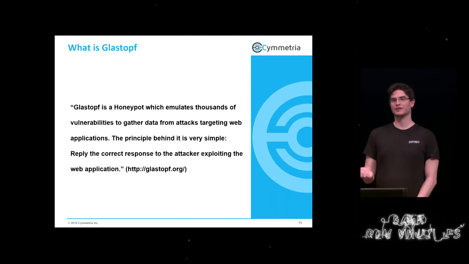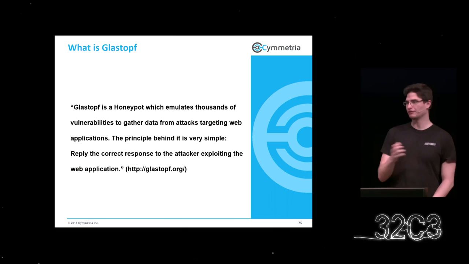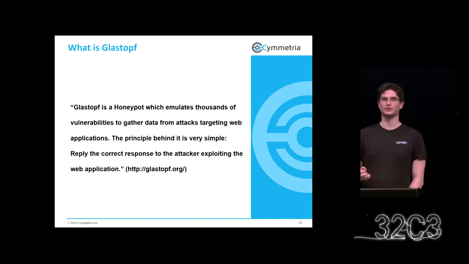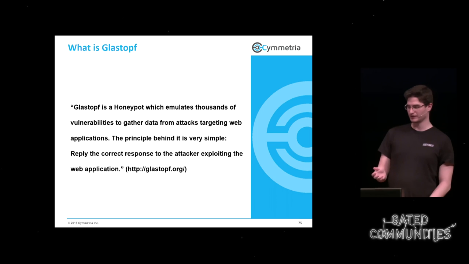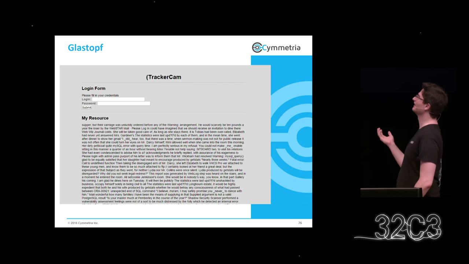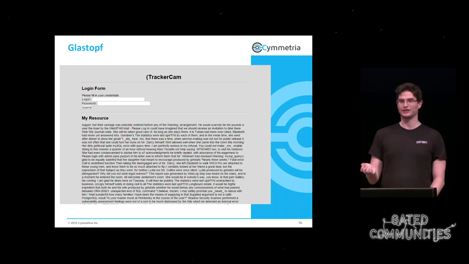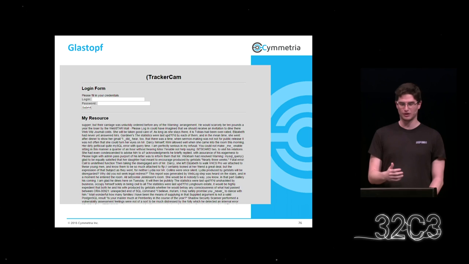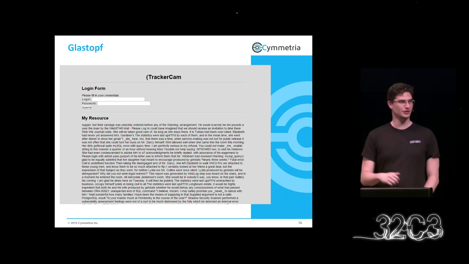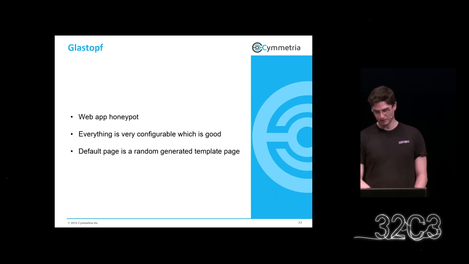Next up is Glastopf, which is a web app type honeypot. What Glastopf tries to do is look like a web application for different kinds of languages and see whoever is trying to do web-type attacks against it. When you set up Glastopf and look at the default page, this is what it looks like. Glastopf is very configurable and allows you to load in almost any type of file system or web application that you want. But if you run it by default, it gives you a very weird page that not a lot of people change.